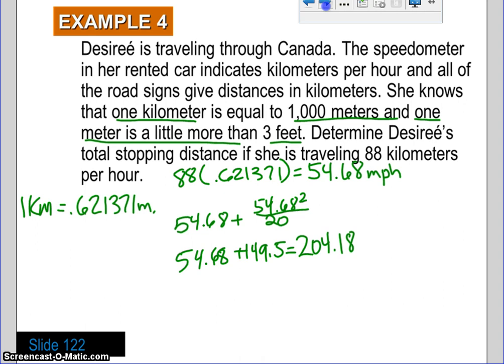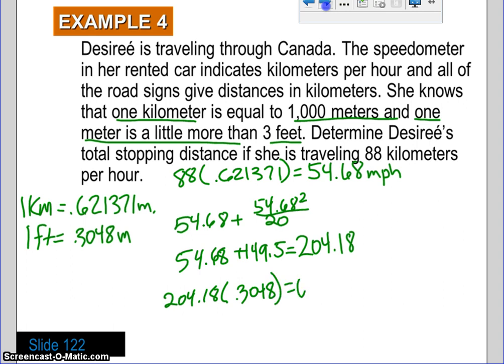204.18 feet. I know that 1 foot equals 0.3048 meters. So I'm going to take the 204.18 and multiply that by the 0.3048, and I get 62.23 meters.